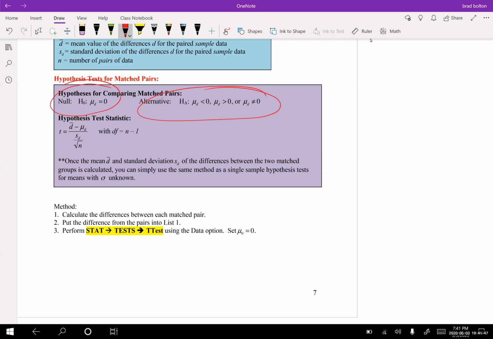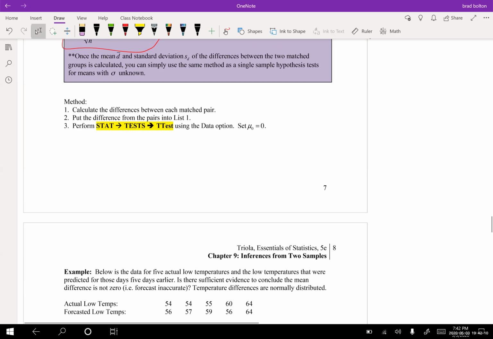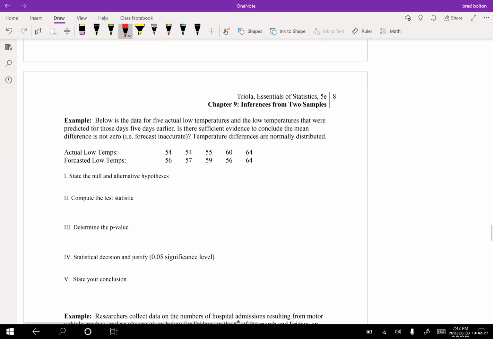I think the best thing for us is to get into one instead of talking a lot more about it. We're going to use the calculator pretty much for this problem as well. Now we could find the test statistic from scratch. Maybe I'll do that for the first one. But I just want you guys to really see that you can take matched pairs and turn them into 1 sample instead of having to work with 2 samples. You can simply use the same method as a single sample hypothesis test for means with sigma unknown. So this is something we've already done. So that's why here we have STAT, TESTS, T-Test. We've already done this, okay? And then it says set mu 0 equal to 0, or mu naught, okay?